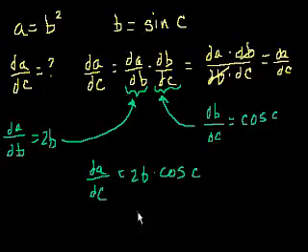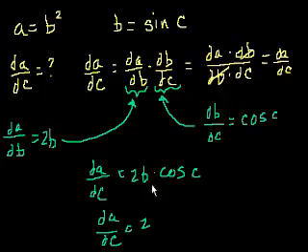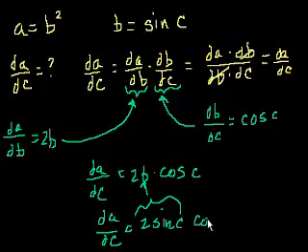And then if you don't like it in this format, if you don't like the derivative of a with respect to c being a function of both b and c, you can just substitute for b, because b is also a function of c. So let's do that. The derivative of a with respect to c is equal to 2b. But what's b? b is just sine of c. So substitute sine of c for b: 2 sine of c, and then times cosine of c. And that's just that.